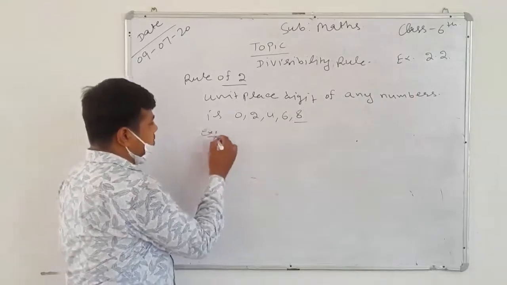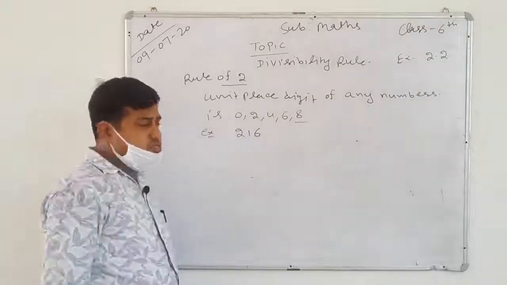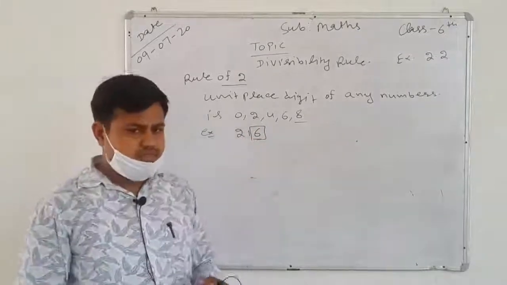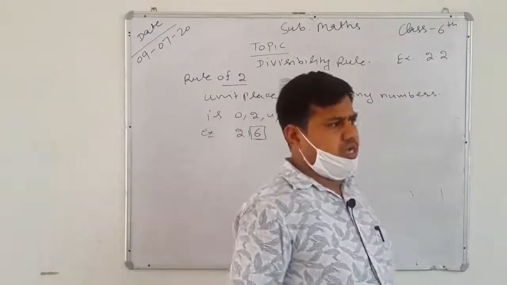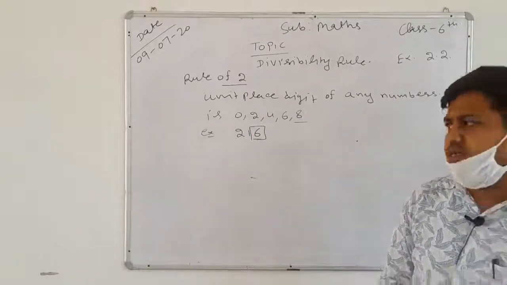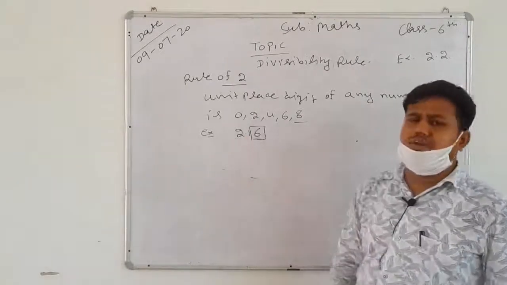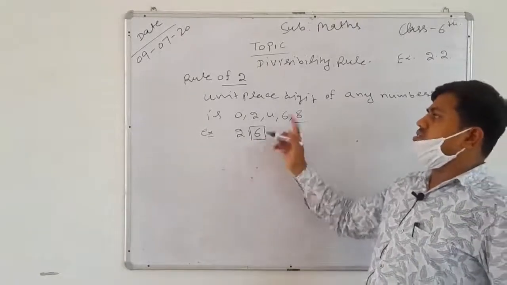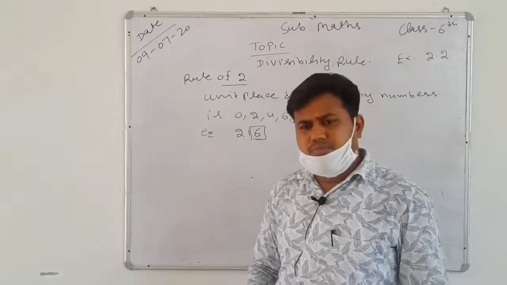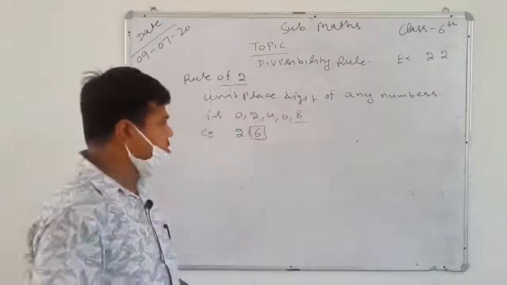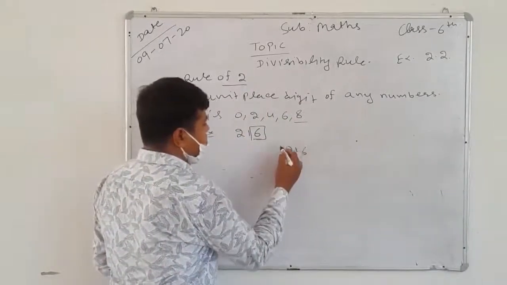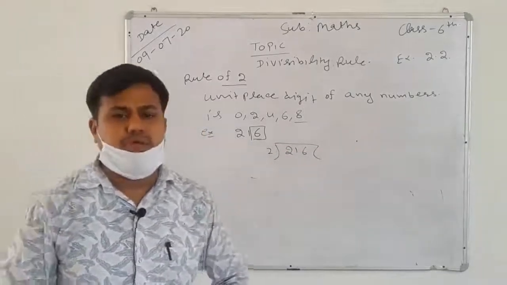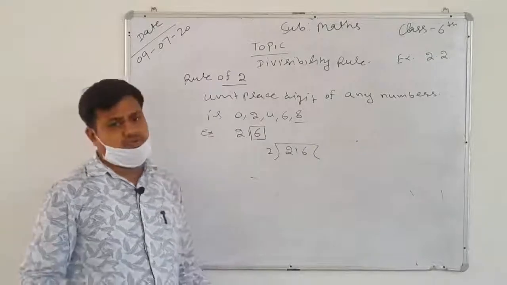For example, 216. The unit place digit of 216 is 6. Yes or no? What is the unit place digit of 216? 6, and 6 is an even number. It means 216 is an even number, so 216 is divisible by 2. What is the meaning of divisible? It means if we divide 216 by 2, it is completely divisible. There is no remainder.